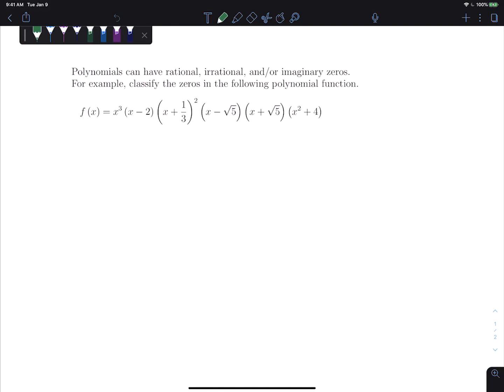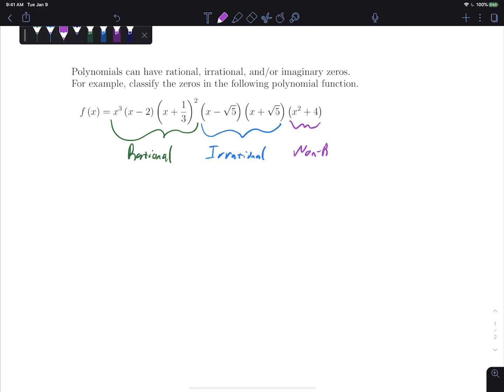First of all, these represent rational zeros. These represent irrationals. And the last one represents non-real complex. Now let's talk about why.